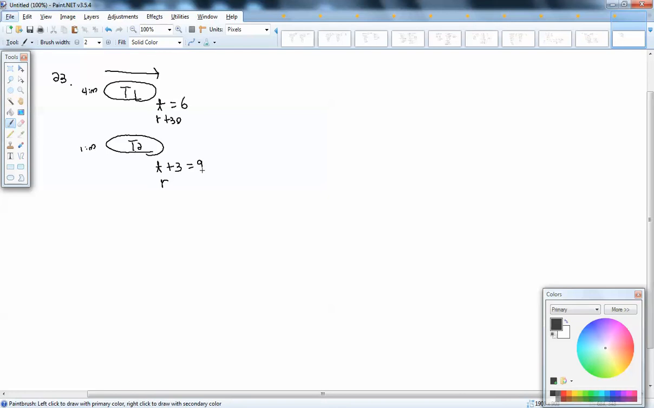Which means this one's been going 9 hours, which makes sense. It started at 1 o'clock and it's now 10 o'clock. That's 9 hours. So if I take the time times the rate, we got 6 times r plus 30, and this one would be 9 times r. Rate times time is distance, and we're looking where these distances are the same because the trains are overtaking each other. So we'll set these equal: 6 times r plus 30 is equal to 9r. So we got 6r plus 180 is equal to 9r.